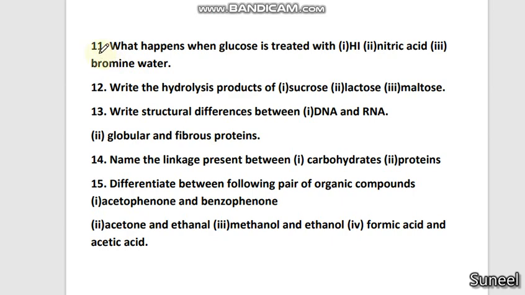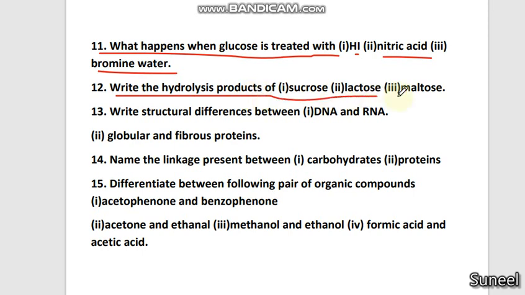Question number 11. What happens when glucose is treated with hydrogen iodide, nitric acid, and bromine water? Question 12. Write the hydrolysis products of sucrose, lactose, and maltose. Question 13. Write structural differences between DNA and RNA. Second part, globular and fibrous proteins.